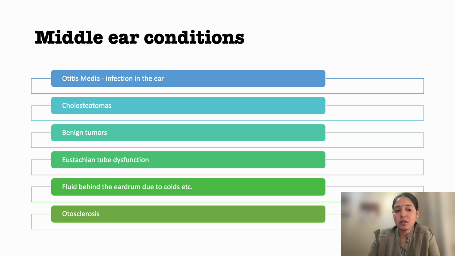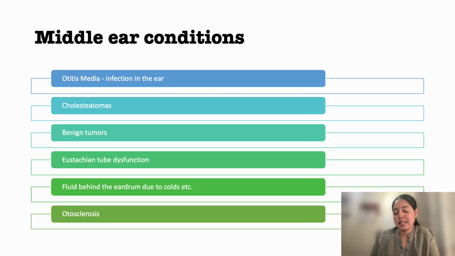Sometimes nasal growths and tumors can also temporarily cause a drop in your hearing, or certain growths in our ear canal called exostosis. If they're quite severe, they can impede your hearing by narrowing down the ear canal.